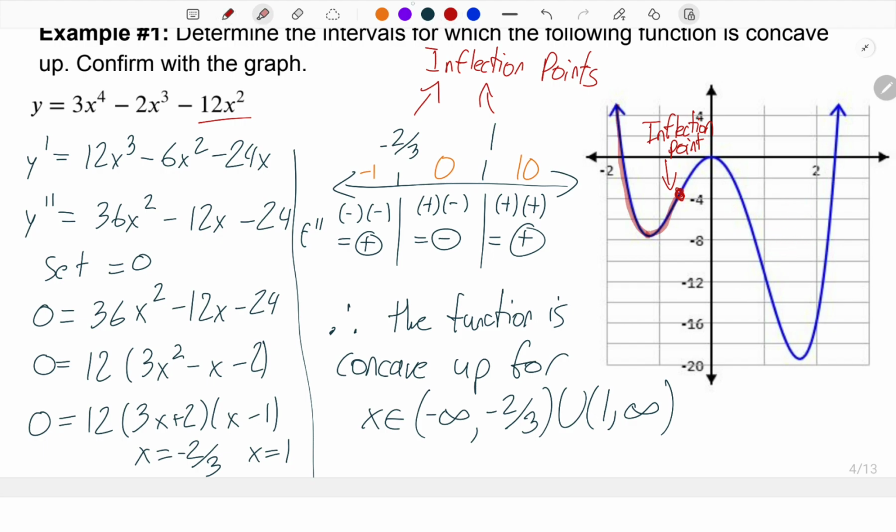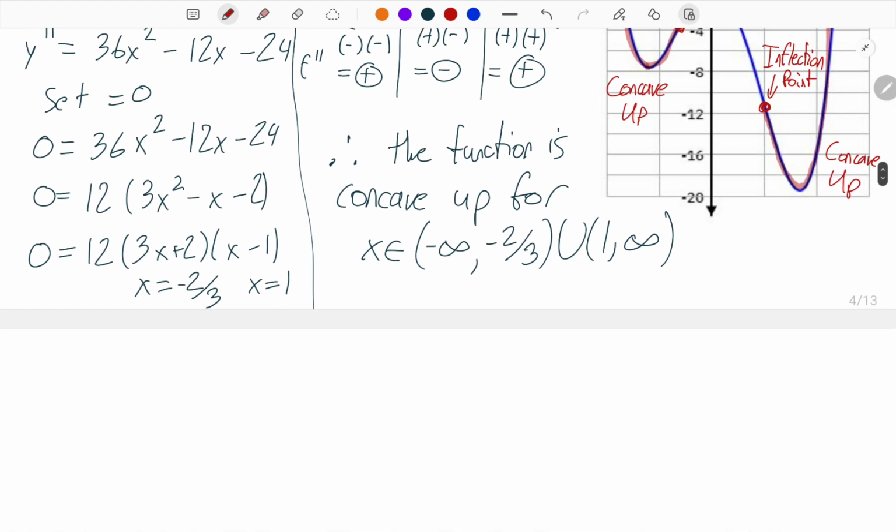And eventually, though, it's going to transition again. Transitions again at x equal to 1. And at that point, you'll also see another transition in the shape of the graph, because now that U basically flips around again, and it's now going to be facing upwards, and it just keeps going and going and going. So there we go. So it's concave up in that first area and that ending area.